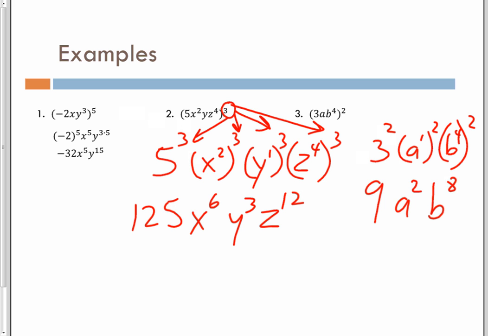Wait, 3 times 3 is not minus 27. Oh no, never mind. I thought you said 3 to the third. That's what I heard, 3 cubed. I think you're saying square, 3 to the second. That's what I said.